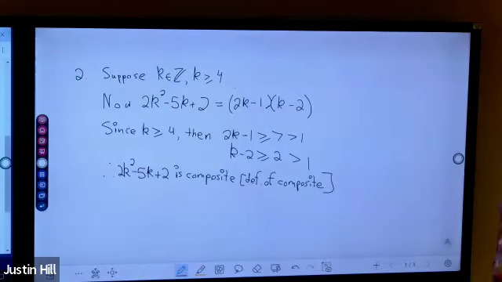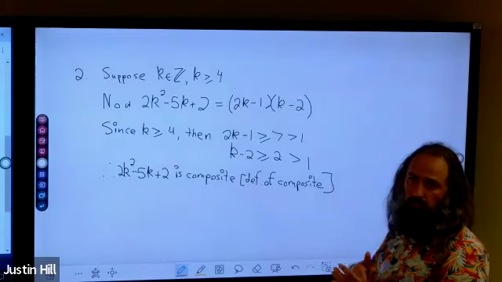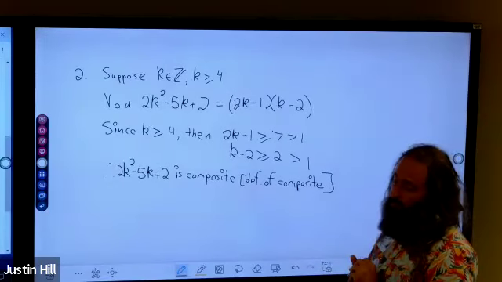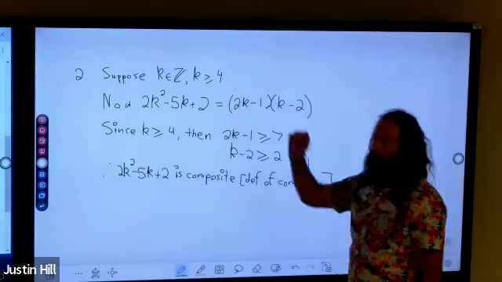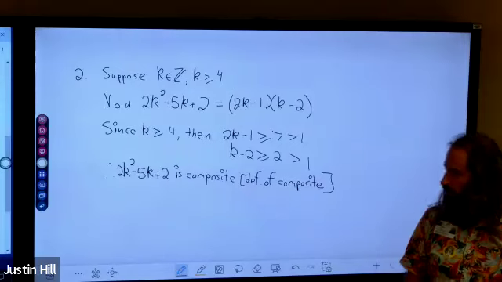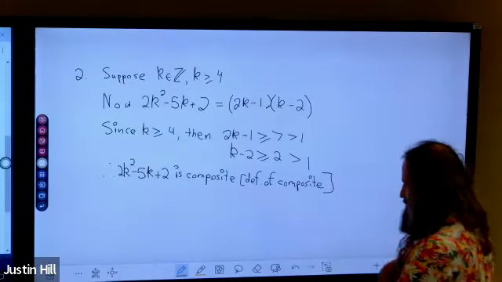And that's it. We've gotten to the conclusion. We've gotten to what we were trying to prove, which is that this construction is composite for every k greater than or equal to 4. Good. And that would be the proof for 2.